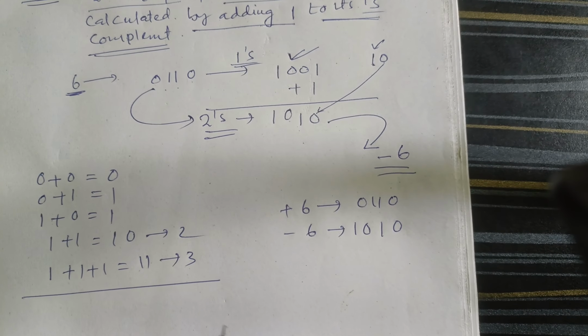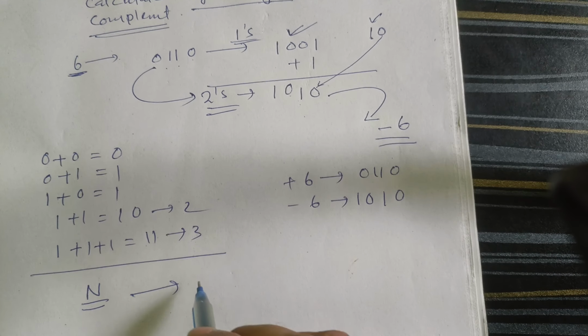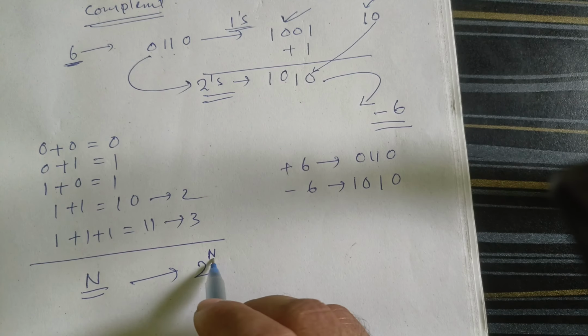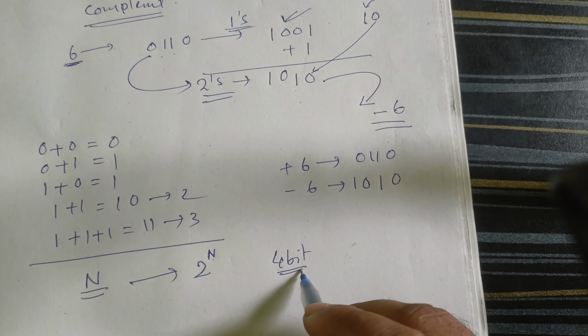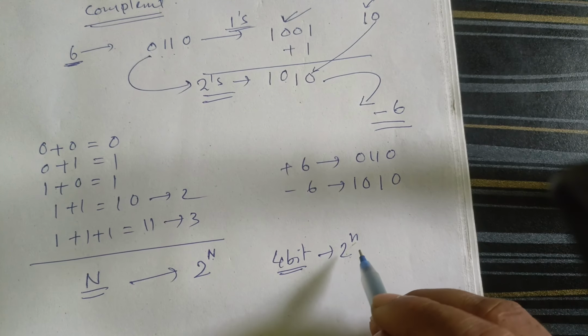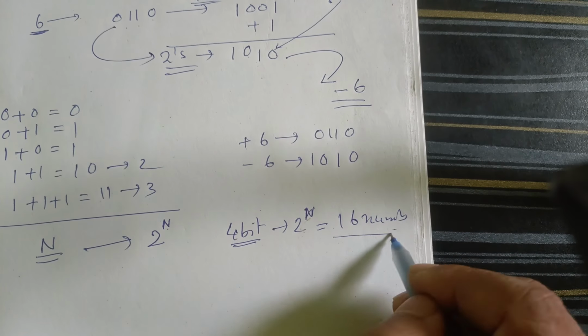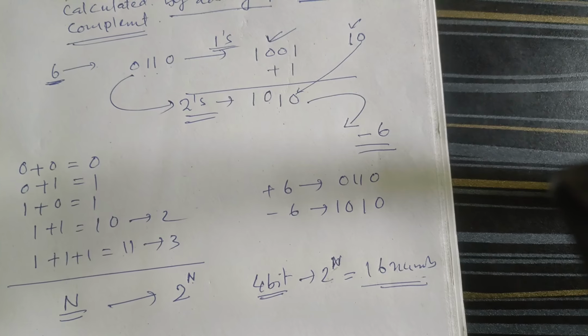Okay, so here you have to remember one point: the total count of numbers. If the number of bits is n, then we can represent 2 to the power n numbers. So the number of bits will be n over here. For example, if we have a 4-bit number, then it can represent 2 to the power n numbers, so that will be 16 numbers. So I hope now it's clear what 2's complement is and how we can represent it.